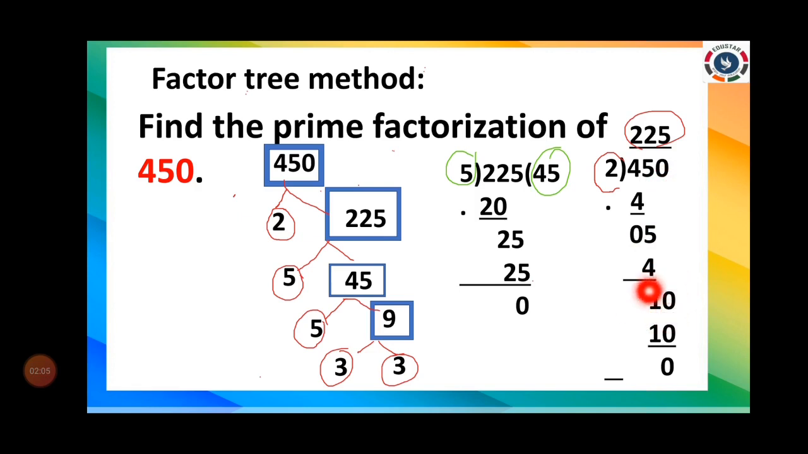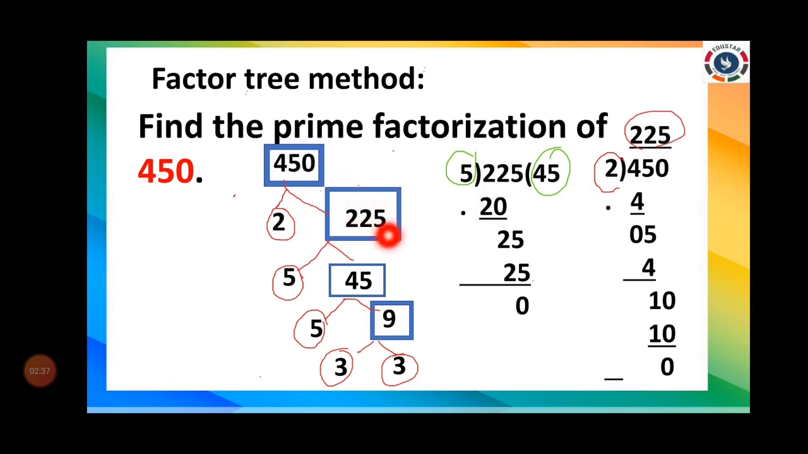Then bring 0 down. Now it becomes 10. How many 2s are there in 10? 5 times. So write 5 at the top and 10 at the bottom. Then subtract the two 10s, you get 0. So what are you getting? The 2, that is a prime number, and the quotient is 225. You have to write the prime number in the circle and the quotient in the box.